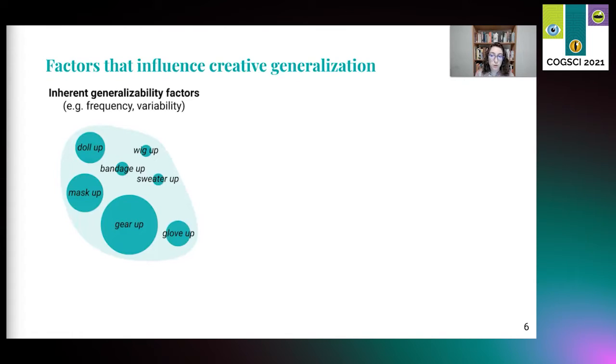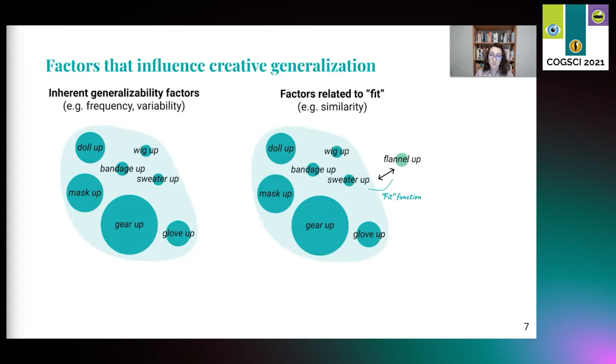In approaching this topic, there are 2 key groups of factors that affect generalizability. The first kind is inherent generalizability factors, which are properties of a construction that make it more or less generalizable. One factor from this group that we're particularly interested in this work is variability, which has to do with how spread out the types of a construction are in semantic space. For example, the set of types shown here are all semantically related and have to do with putting on clothing. And if these were the only types for this construction, then we would say it has low variability, and low variability constructions are thought to be less generalizable.